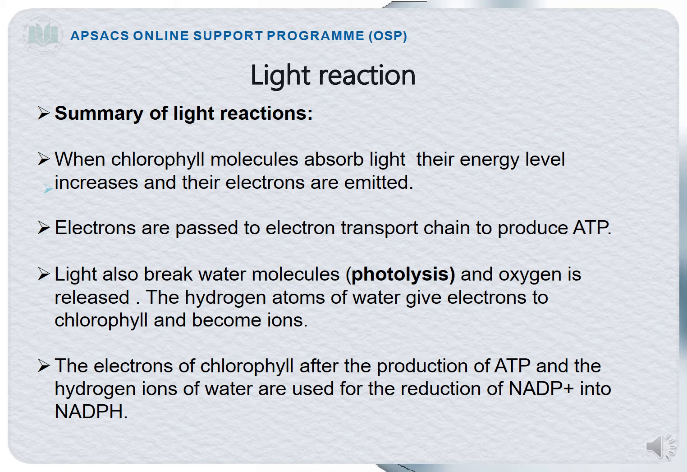When the electrons are emitted, these electrons are carried to the electron transport chain. Why are they carried to the electron transport chain? For the production of ATP.